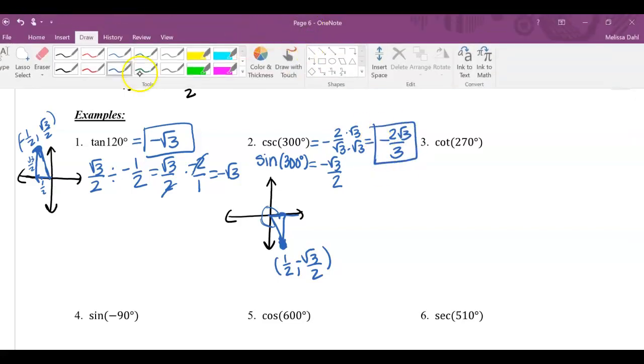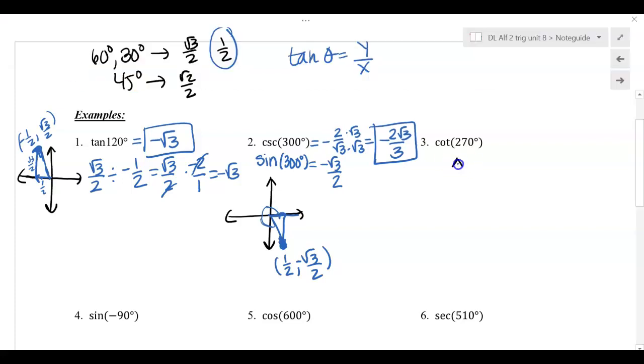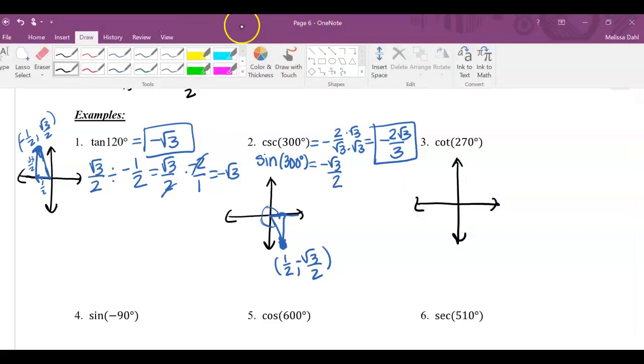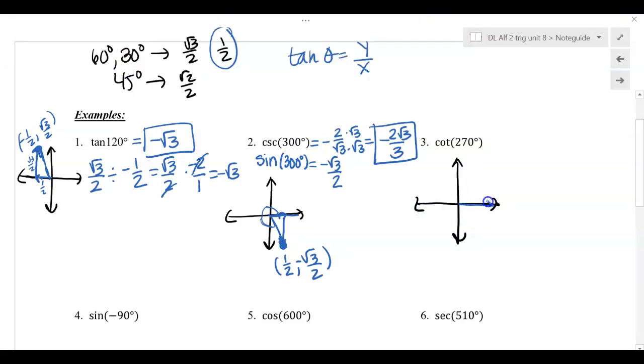All right, cotangent of 270. So again, I want to think about position first. So here's 0. 270 is to this axis right here. So that's a 1, 0. It's on one of the axes. So this would be 0 with x and negative 1 as the y coordinate. Then once I put together the coordinates, remember if tangent is equal to y over x, then cotangent is equal to x over y. So in this case, that would be 0 over negative 1, which would be 0.